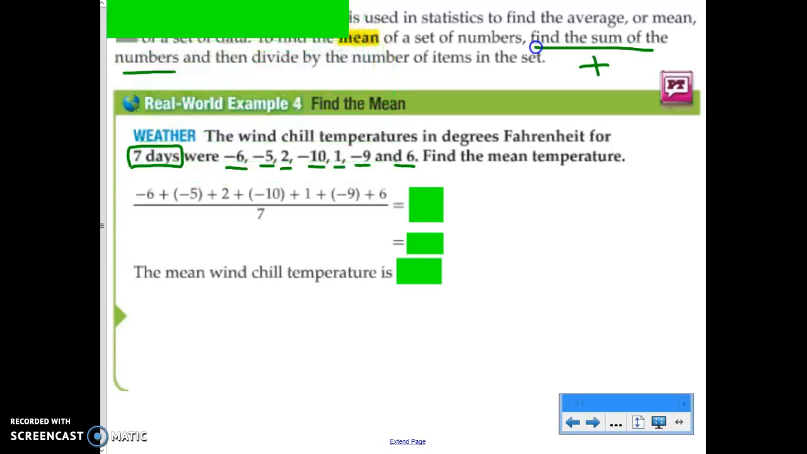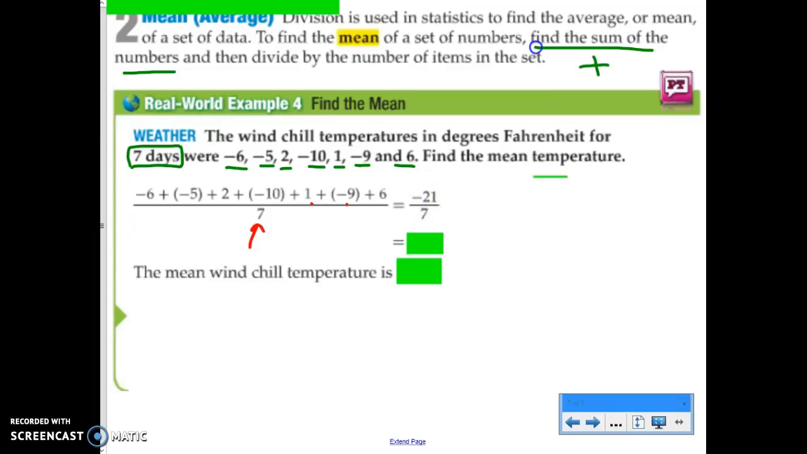So they just show you right here that you're adding all of those integers together, and then you divide by the total number of items in that set, which is 7. So if I look here and I take -6 plus -5, that gives me -11. -11 plus 2 more gives me -9. -9 minus 10 more gives me -19. -19 plus 1 gives me -18. -18 plus -9 more gives me -27. And -27 plus 6 gives me -21.